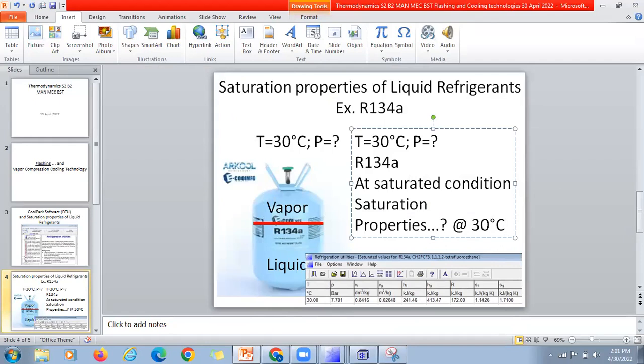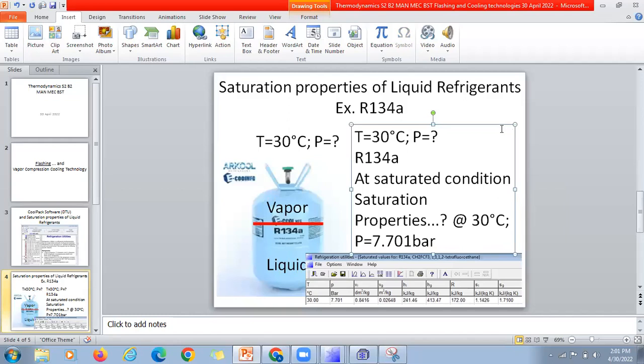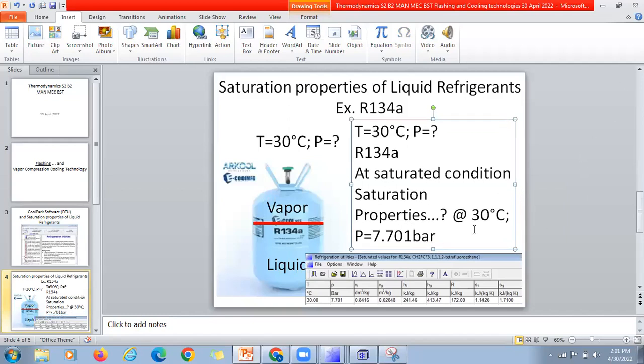So pressure is 7.701 bar. This is pressure, this is absolute pressure. I think I shared with you absolute and gauge pressures earlier. So this is the pressure. Very high pressure, quite high pressure.